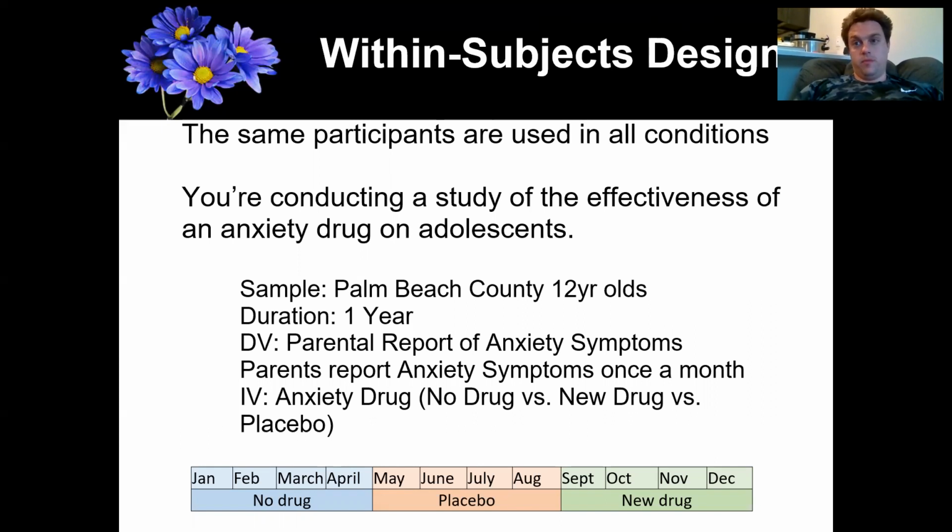That could be a serious problem for this study, right? Because again, if they're less anxious in July and August just because they're not going to school, well, now we don't know: is it the placebo potentially having an effect, or is it the time of year and things that are coming along with that, right?